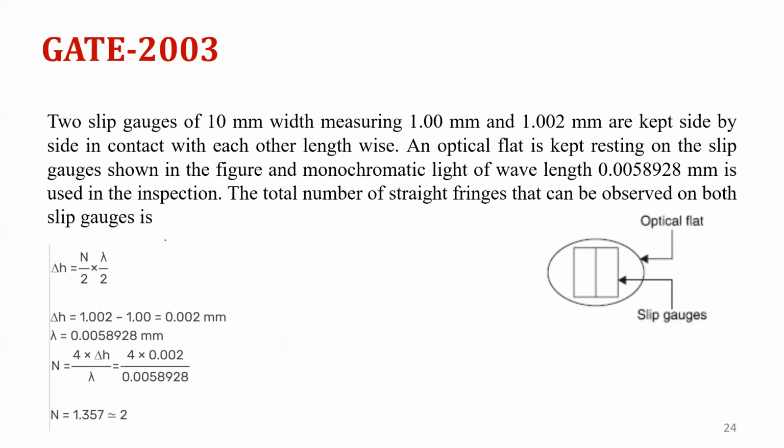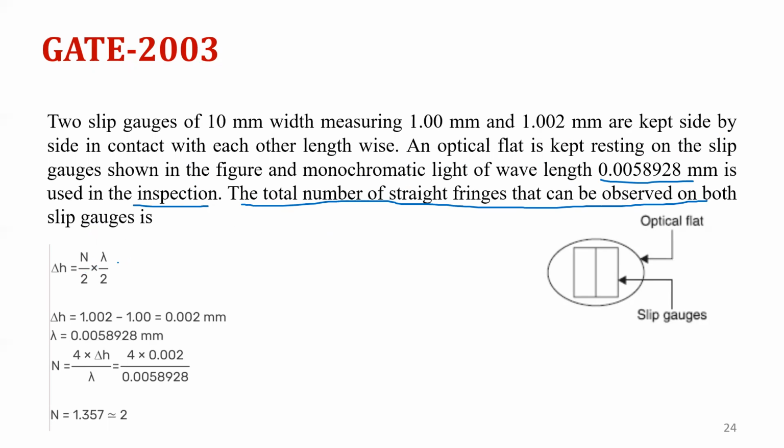Next, 2 slip gauges of 10 mm width measuring 1.0 mm and 1.02 mm are kept side by side in contact with each other lengthwise. An optical flat is kept resting on the slip gauges as shown in the figure. And a monochromatic light of given wavelength is used in the inspection. The total number of straight fringes that can be observed on both slip gauges is.